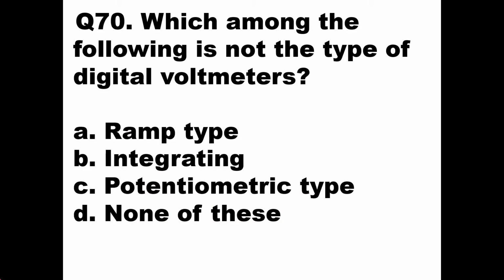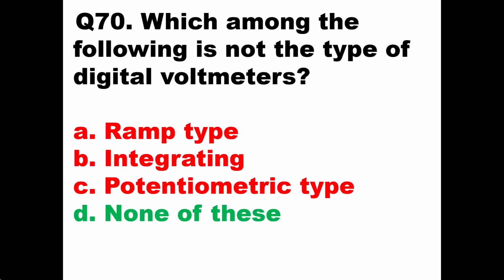Then we'll go to the next question, question number 70. Which among the following is not the type of digital voltmeters? The options are: ramp type digital voltmeter we are having, integrating type digital voltmeter we are having, potentiometric type digital voltmeter also we are having, and none of these. So here, which among the following is not the type of digital voltmeter? All the above three are digital voltmeters. So the answer here should be none of these.